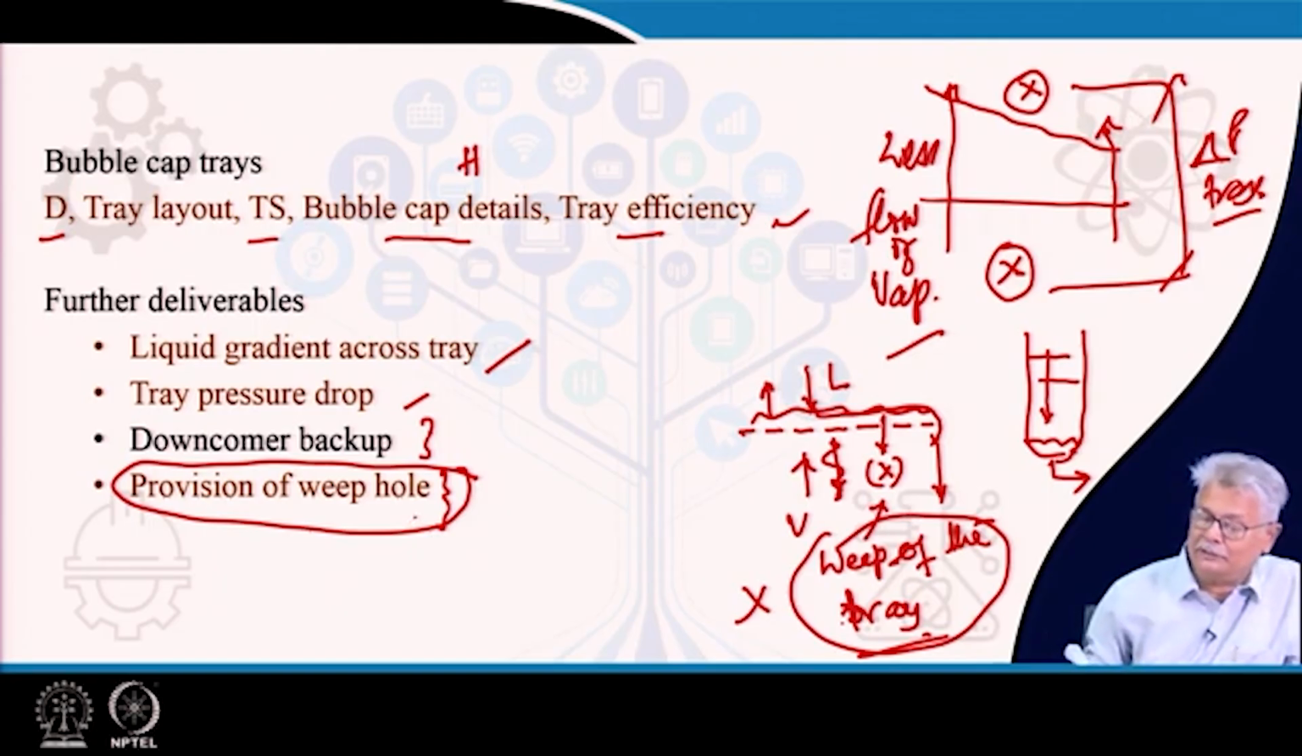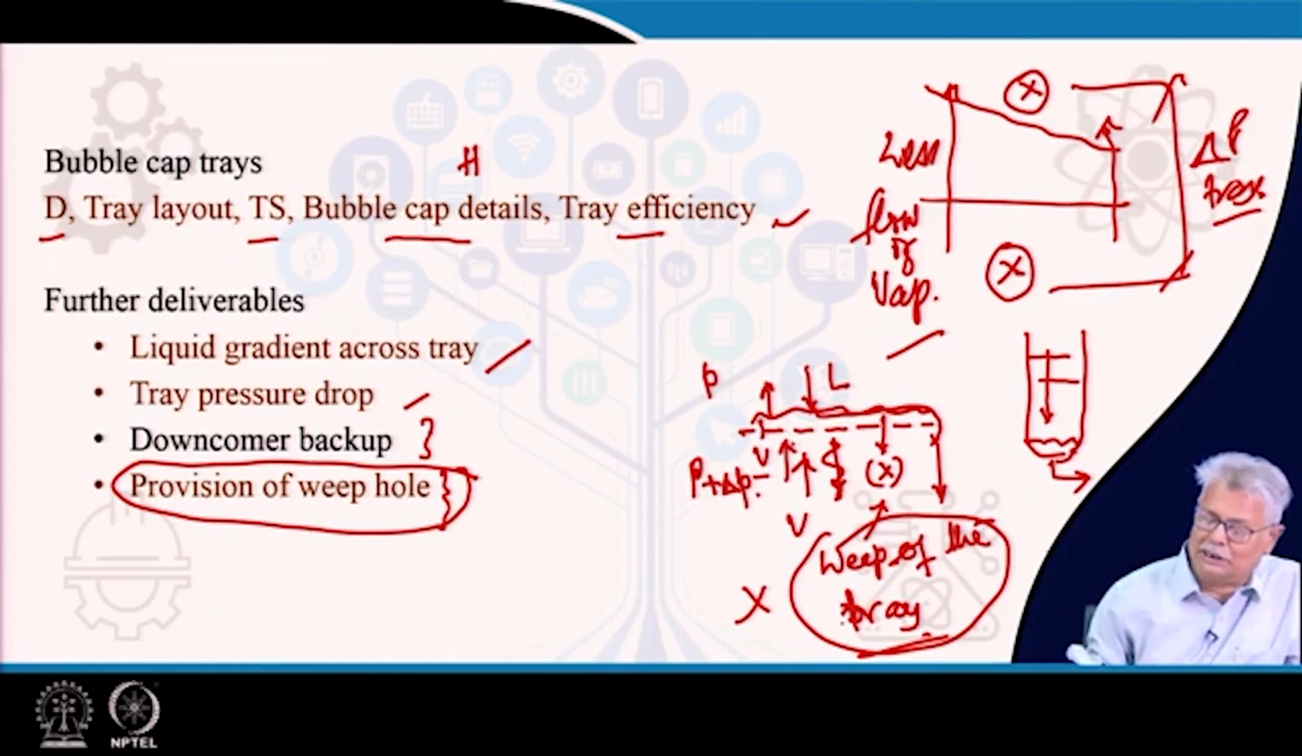Now, in case of a sieve tray, you already have holes. It does not weep because you have vapor here approaching these holes, and definitely there is a pressure gradient: P plus delta P here, and here you have a lower pressure which is only P.